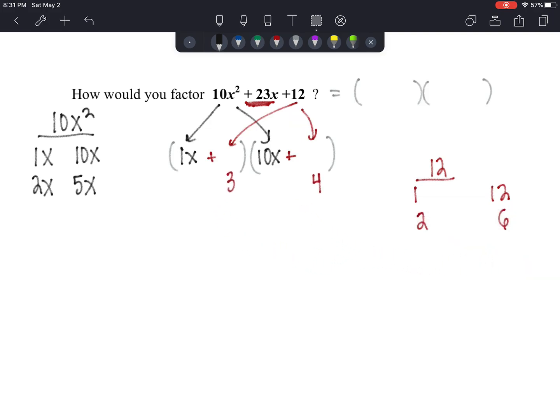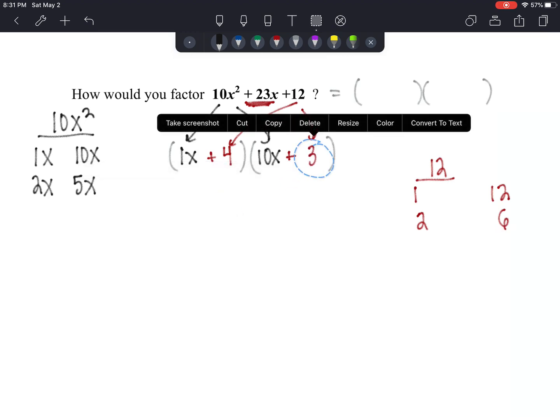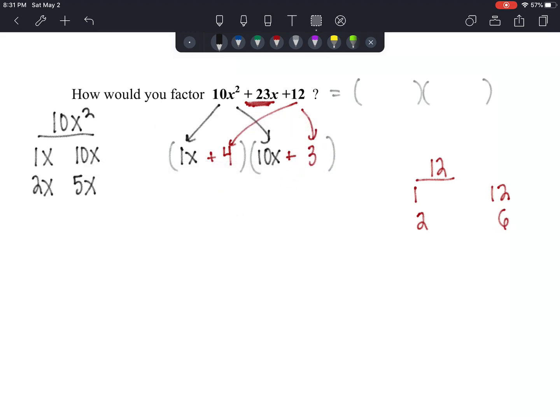But I know now I'm not even going to try the 4 with the 10. I'm going to try the 4 over here and the 3 with the 10, because I don't want to create a binomial that has a common factor that the original trinomial didn't have. And that doesn't work, right? So this was the only combination with 1 and 10, and that doesn't work because I have 40x and I have 3x, and that's 43x, not 23x. So I'm going to say, okay, the 1 and the 10 was probably a bad choice.